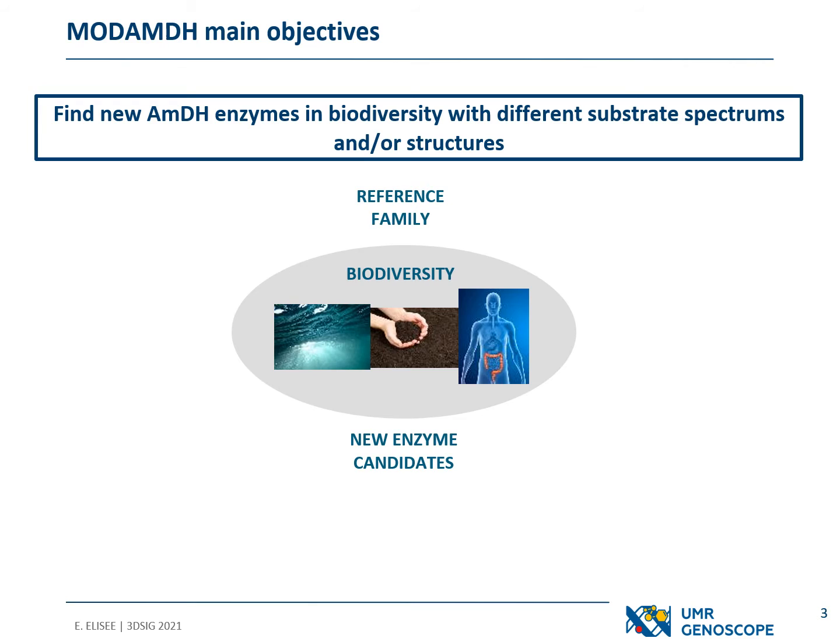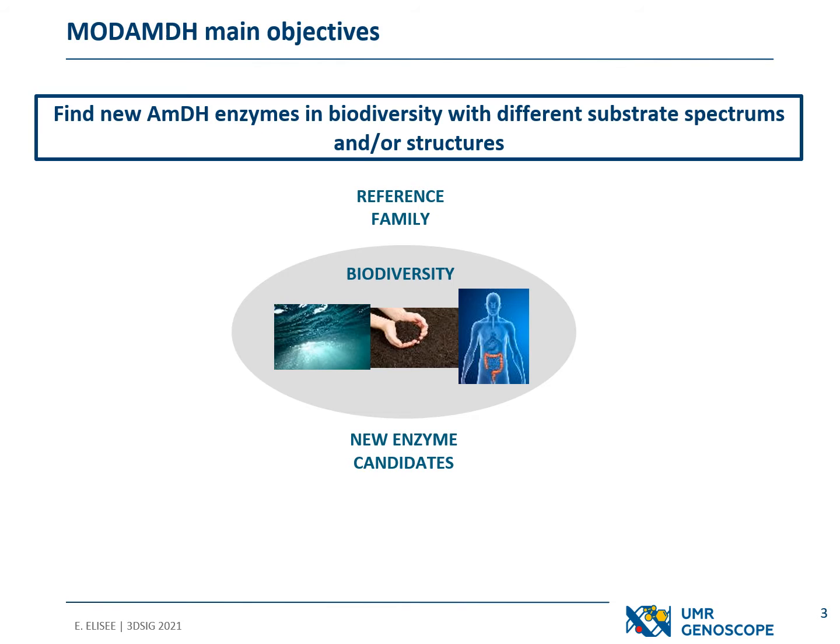In this context, the MODAMDH project was created with the main objective of finding new AmDH enzymes displaying different substrate spectrums and/or structures. However, compared to a classic biodiversity screening using sequence homology to find homologs, here we aim to find distant homologs starting from a large reference family in terms of homology.